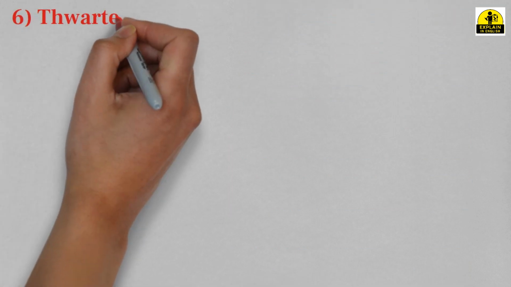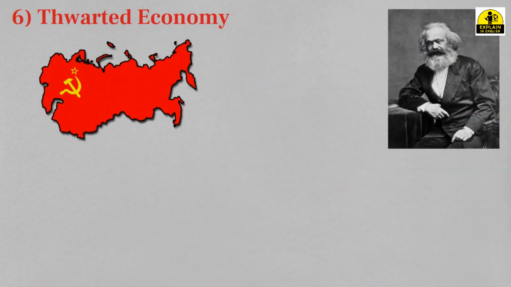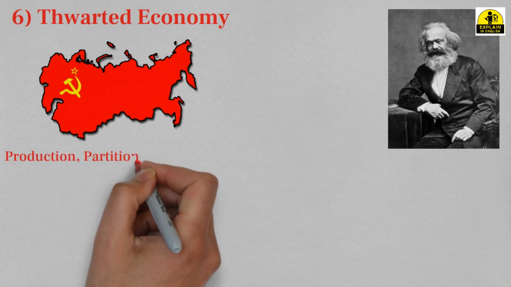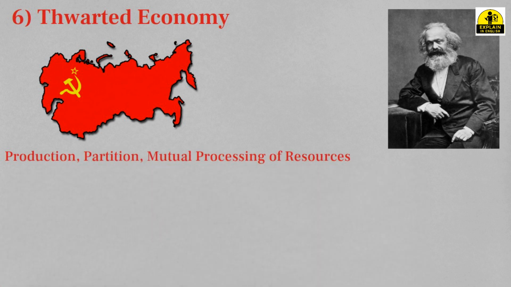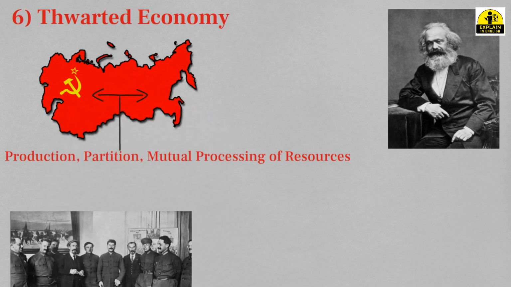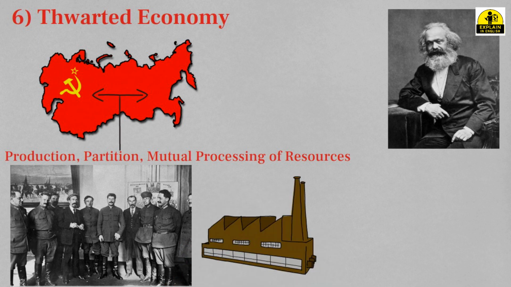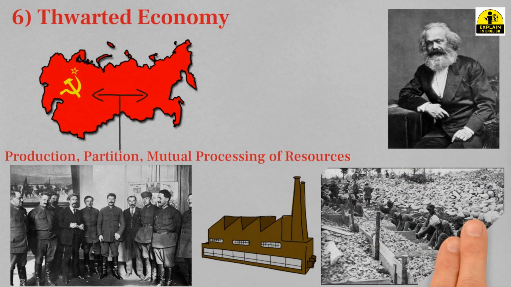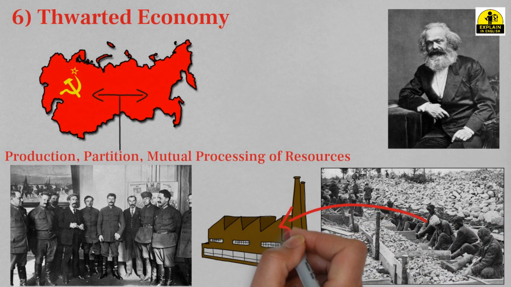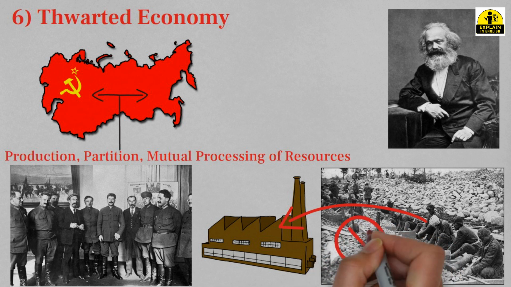The USSR's thwarted economy is the sixth reason on our list. Karl Marx, a German, served as an inspiration for the USSR's economic philosophy, in which the mutual transactions of production, partition, and mutual processing of resources were all considered to belong to society. On the other hand, the Communist Party in the USSR owned all the businesses, factories, or any industry. The public could only work in these Communist Party's owned industries instead of starting one of their own. People could not do their own business.